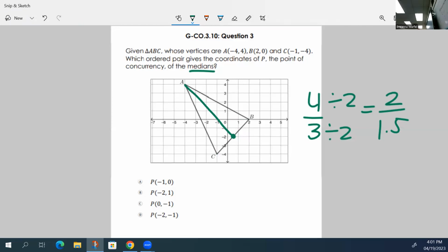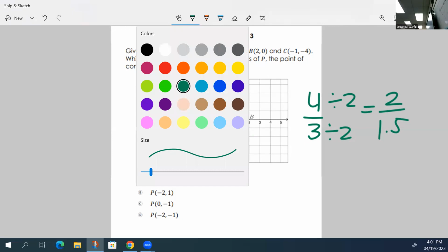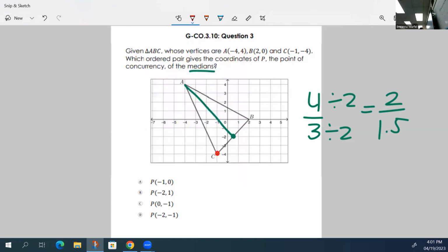You have to do that 3 times to find your 3 medians to see where they all meet. So if you want to start at C, then you have to find the midpoint of AB. If you go up 1, 2, 3, 4 and over 1, 2, 3, 4, 5, 6, that means you're going to go up 2 and over 3. That is your midpoint, and then those two connect there. I'm not going to count the next one out for you, but this would be the midpoint of AC. It connects to B, and the point of concurrency where they all meet is right here, and that is your answer.